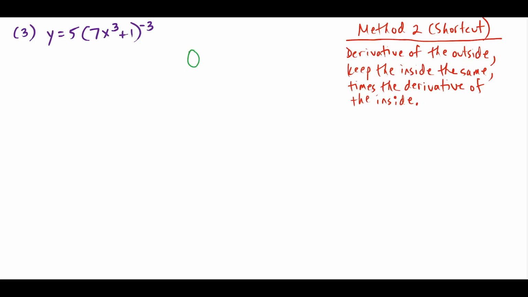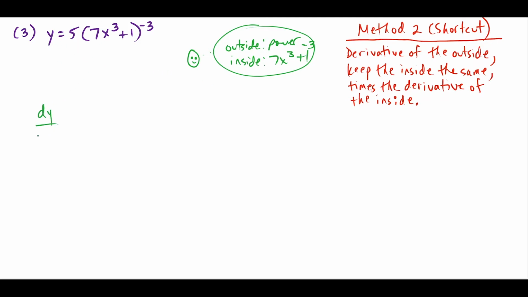If I look at this expression, the first thing that jumps out at me is that the outside function, just by glancing at this, is the power -3, and the inside function is going to be the 7x to the 3rd plus 1. So when we go forward, if we want to find the derivative, just know this piece here, the 5 is a constant attached by multiplication, so we just leave that alone. So now we use the shortcut.